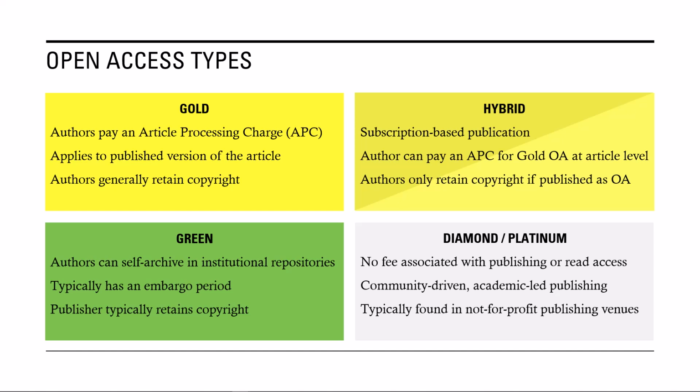The final open access type is diamond or platinum journals. Articles published in a diamond or platinum journal have no APC charges, and the journals themselves are typically community-driven and academically led. Most of the journals exist in a not-for-profit publishing venue and/or in an academic institution. These journals are often overlooked for more commercial options. MIT and Harvard are both institutions who fund and support Diamond Open Access.